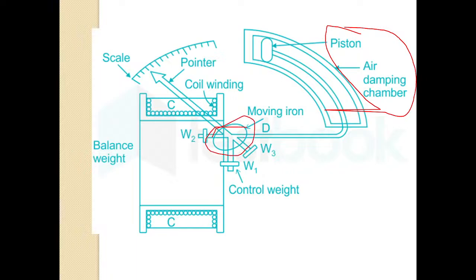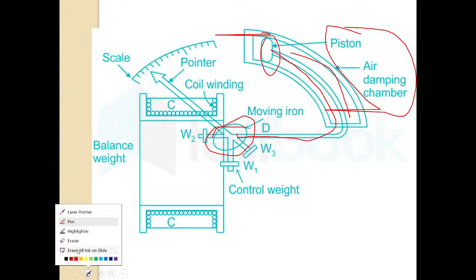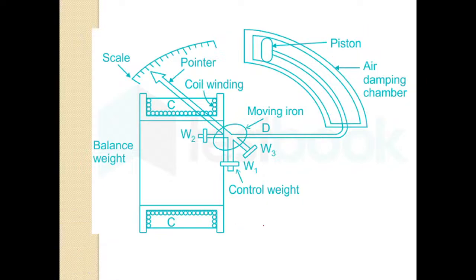This is the mechanism they have connected. You can see an air damping chamber, in which the piston is connected here. This is our piston. As the moving iron moves, this piston within the air damping chamber also moves, and the pointer also moves. So all are interconnected. This is how this device has been manufactured or designed. This is our control weight, provided to control the movement of the pointer.